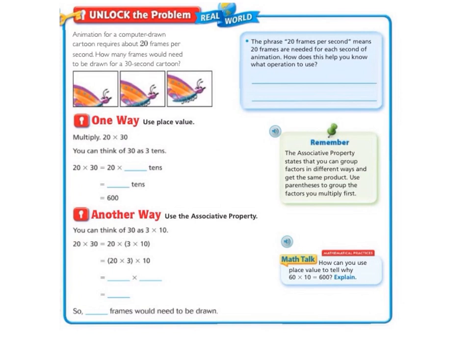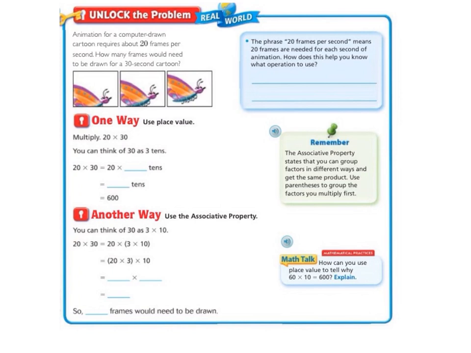Alright, in Unit 3 we're going to be looking at multiplying multi-digit numbers. To start off this skill, we're going to learn how to multiply with tens. To do that, we have an unlock the problem. It says that animation for a computer-drawn cartoon requires about 20 frames per second. How many frames would be needed to draw a cartoon for 30 seconds?